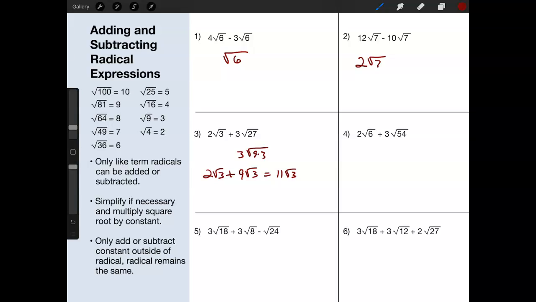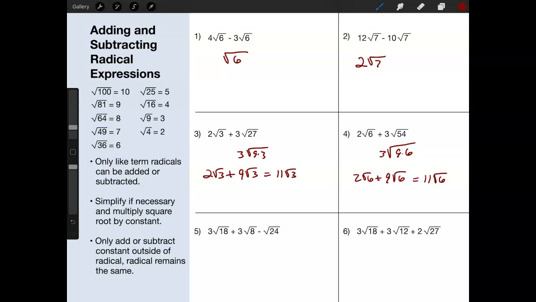Example number 4, we have 2 radical 6 plus 3 radical 54. Radical 54 can be simplified or factored to 9 times 6. The square root of 9 is 3. 3 times 3 is 9, and we simplify this to 9 times the square root of 6. Now we have 2 square root of 6 plus 9 square root of 6, and our answer here is 11 radical 6, or square root of 6.